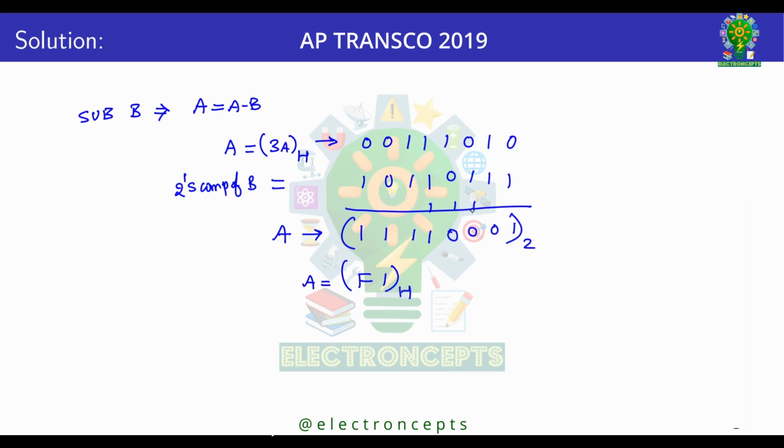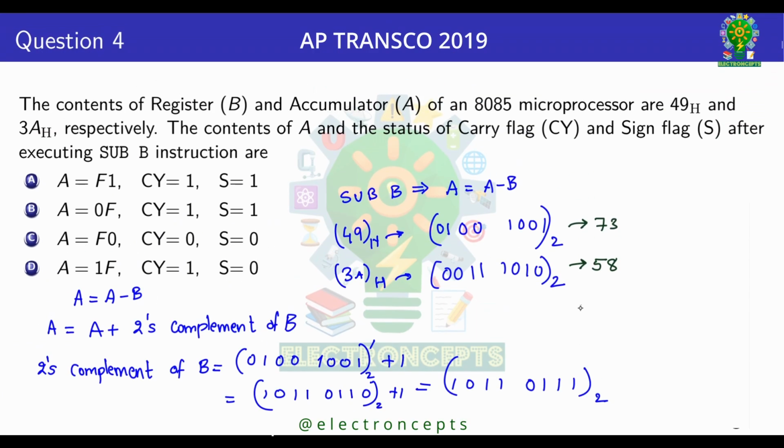We have used borrow to do this calculation. Since borrow is required to do this calculation, the carry flag value CY is equal to 1. And the most significant bit MSB is 1, which indicates that the value is negative. Therefore, sign flag S is equal to 1, which can also be verified by using A minus B, that is 58 minus 73, which is a negative value, which indicates sign flag value is 1. And from the given options, option A is correct.